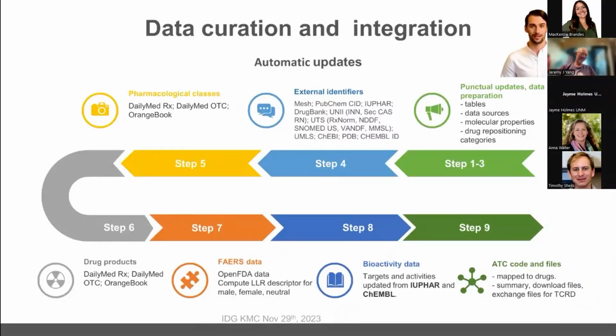Bioactivity data, step 8. We update targets and activities using data from IUPHAR and ChEMBL to provide detailed bioactivity information. ATC code and files, step 9. Finally, we map drugs to ATC codes, provide summaries, download files, and exchange files for TCRD. This comprehensive approach ensures that our data is accurate, up-to-date, and highly useful for various applications.